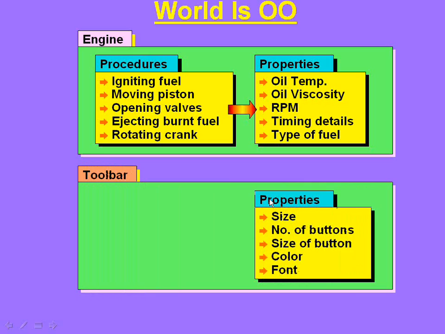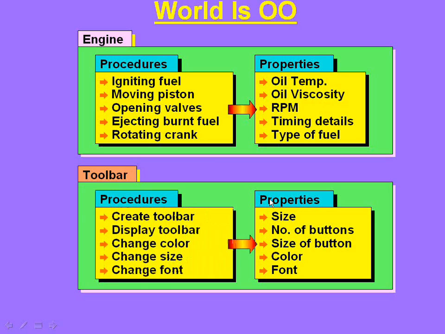Say for example, I go for toolbar. These are the properties related to toolbar. What is the size of a toolbar? How many buttons do you have in a toolbar? What is the size of a button? The color of a toolbar? Font of a toolbar button, etc. And how to manipulate them? We can again use procedures.